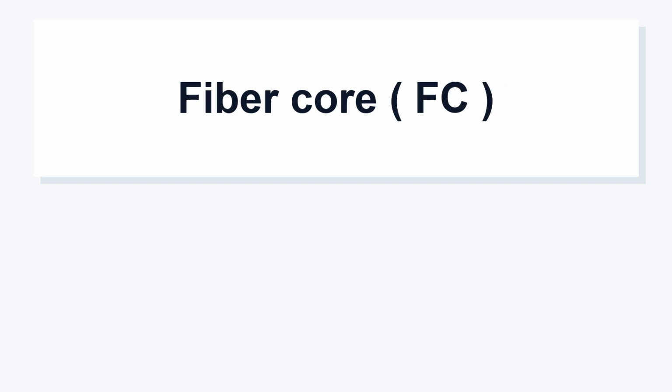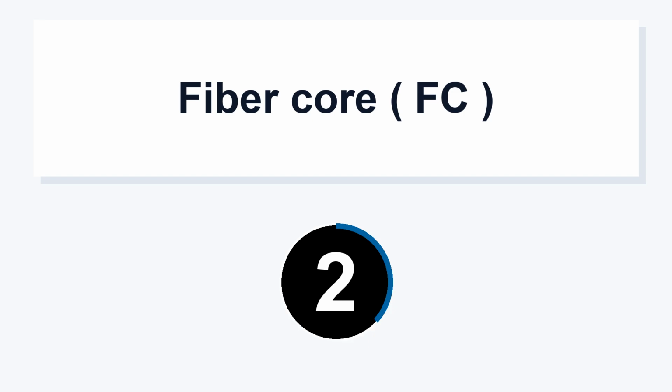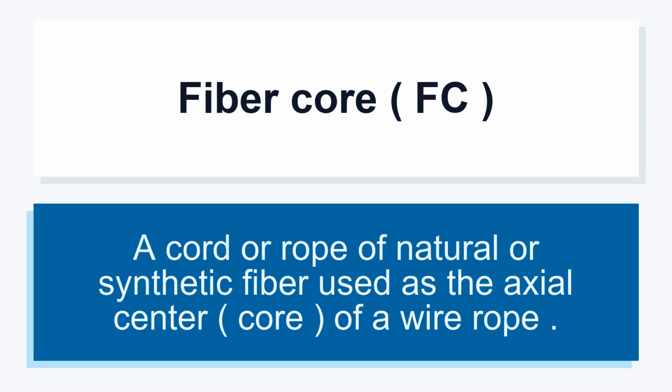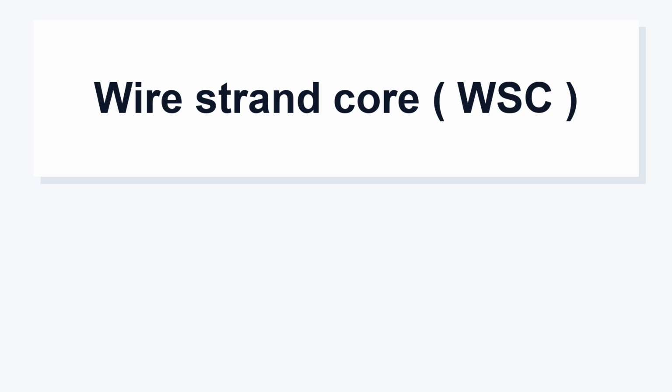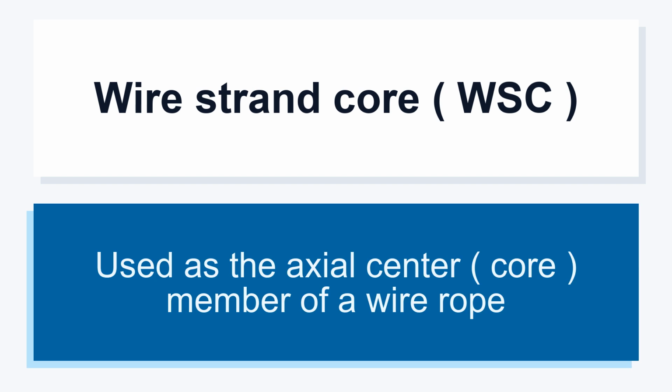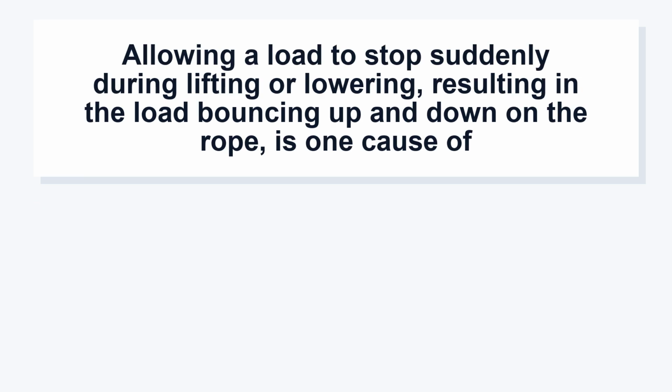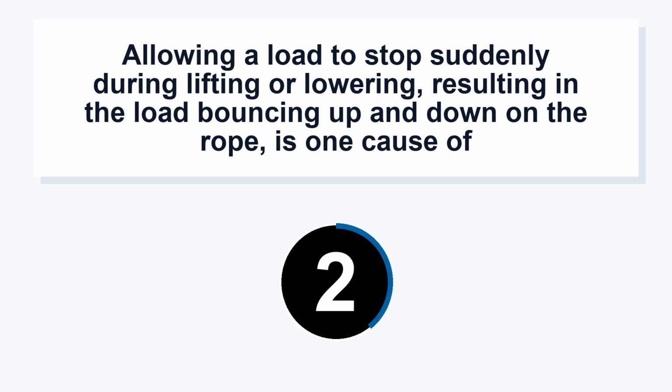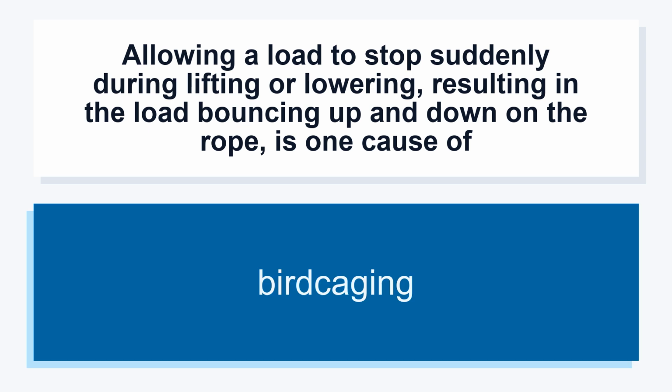Fiber core, FC. A cord or rope of natural or synthetic fiber used as the axial center, core, of a wire rope. Wire strand core, WSC. Used as the axial center, core, member of a wire rope. Allowing a load to stop suddenly during lifting or lowering, resulting in the load bouncing up and down on the rope, is one cause of birdcaging.